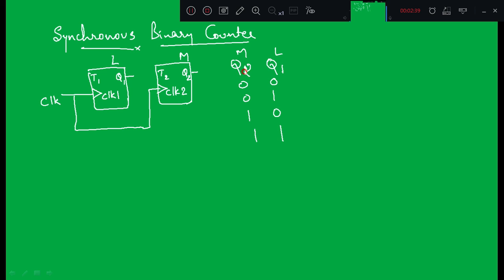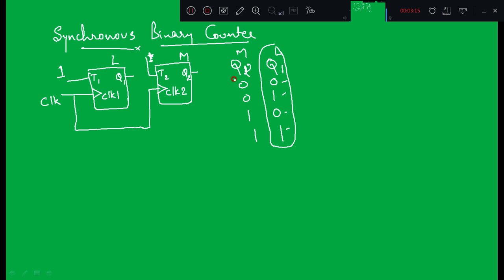So here you can observe Q1 is continuously toggling, right? That means the first flip-flop continuously toggles. For that I need to connect T1 equal to 1. For all these flip-flops the inputs are connected to 1, right? Because they need to toggle whenever they get the positive edge of this clock, right? So sorry, I made a mistake. It is not equal to 1, right? Later I'll tell you why.